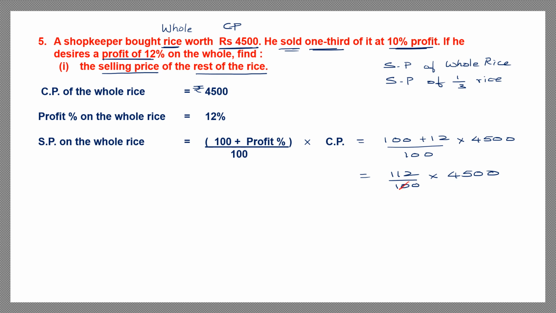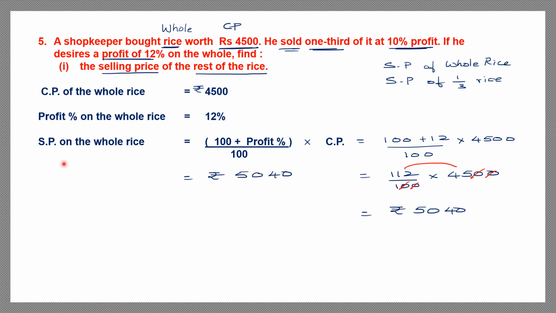Here we can cancel these two. Now we have to multiply 112 into 45, and that is 5,040. So 5,040 rupees is the selling price on the whole rice. We have to keep that in mind. The selling price on the whole rice is rupees 5,040.